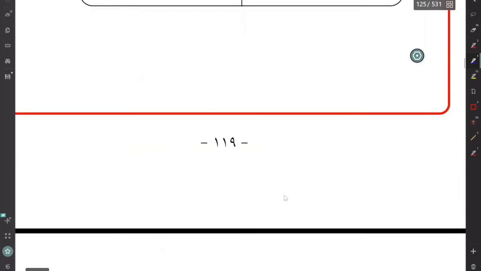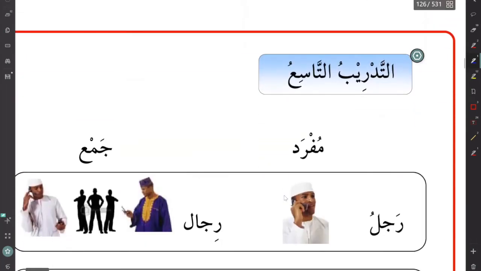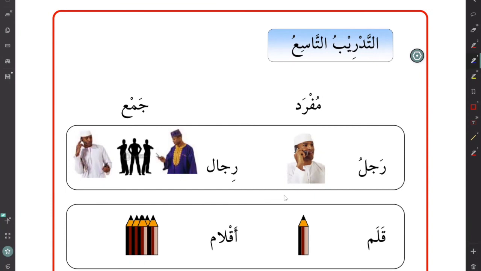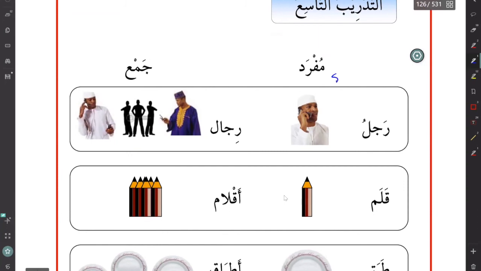Now, we have at-tadrib at-tasi', the ninth exercise. Okay, so this is a big unit, looks like a big lesson. They're teaching you about plurals right now. Most of the words that we had so far, we've seen in their singular form. Now we are going to see some of the words in their plural form. So mufrad is singular, and jam'un is plural.